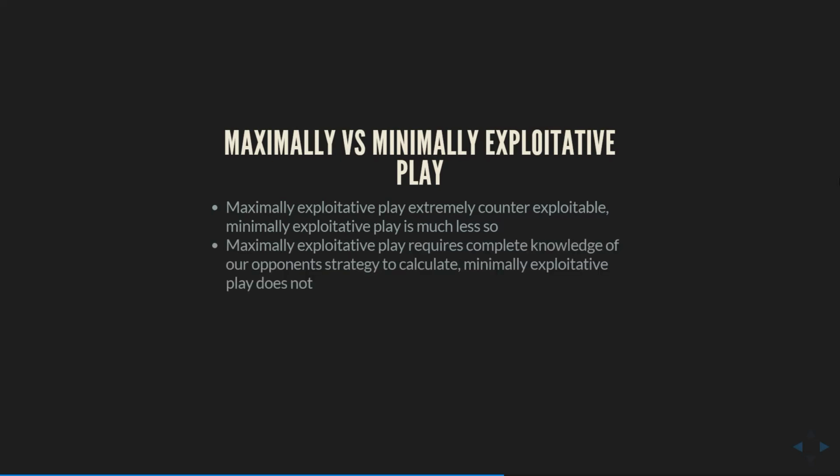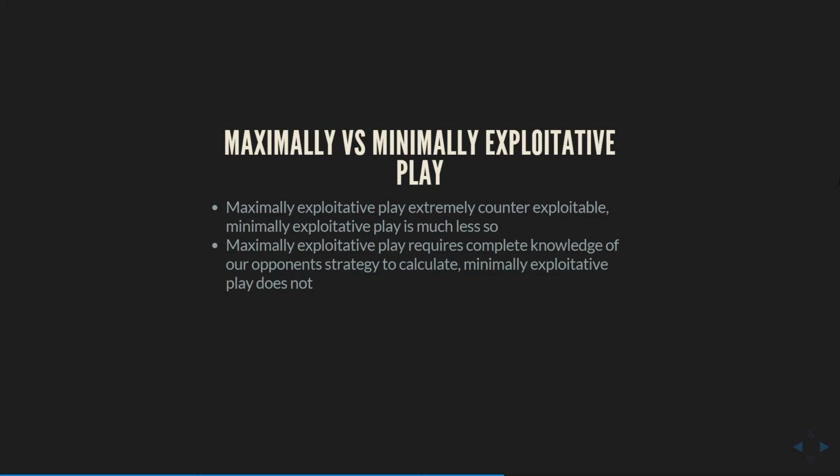Maximally exploited play requires complete knowledge of our opponent's strategy to calculate. Minimally exploited play does not. So just by definition, maximally exploited play is take my opponent's complete fixed strategy and do the highest EV thing against that at every possible decision point. You can't actually have a computer calculate that unless you know the complete strategy.